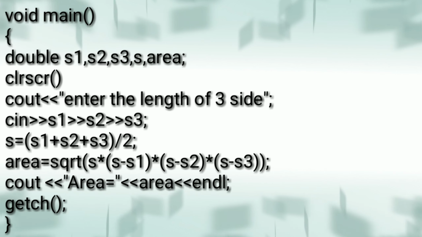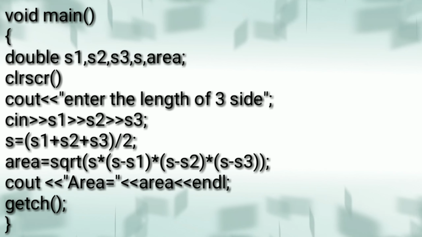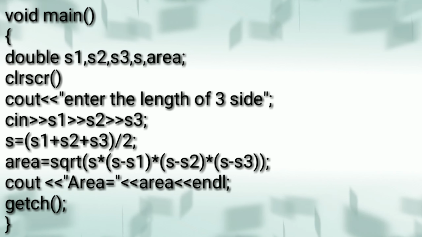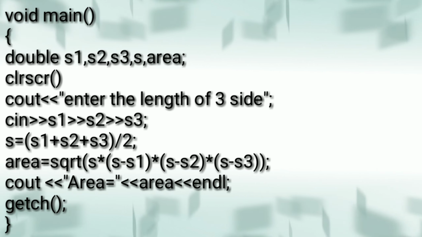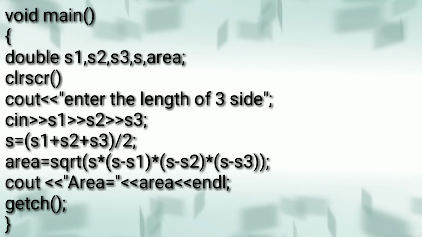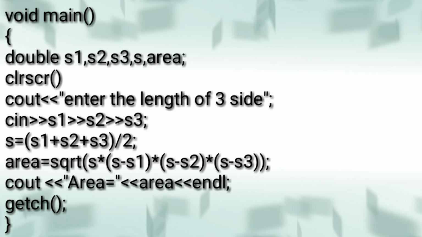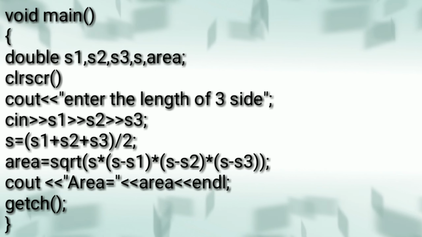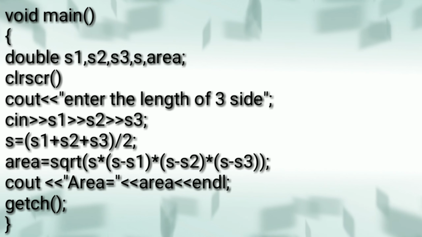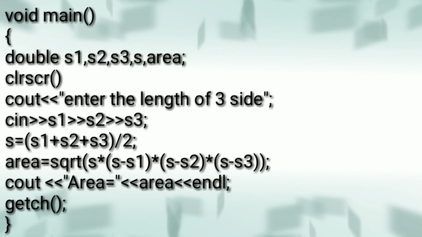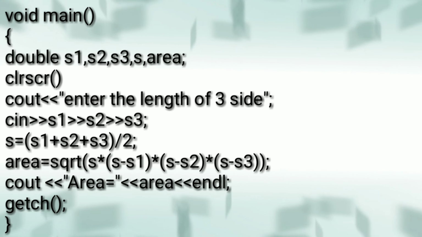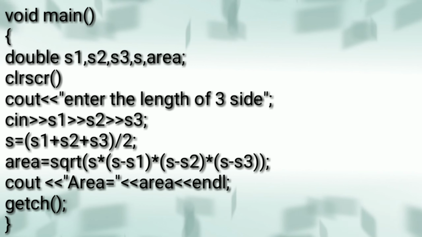Next comes clrscr function. So this function is used to clear the output screen. It clears the previous output. Next comes the cout statement, where you are going to enter the length of three sides. You can write anything inside this cout statement, like enter three sides or any other statements. So within the double quotes.